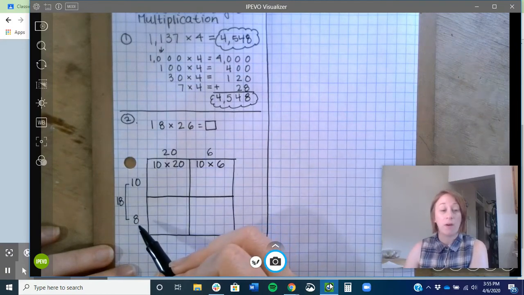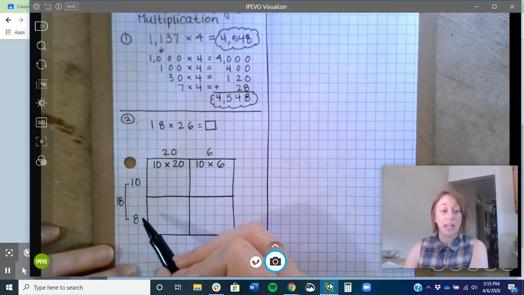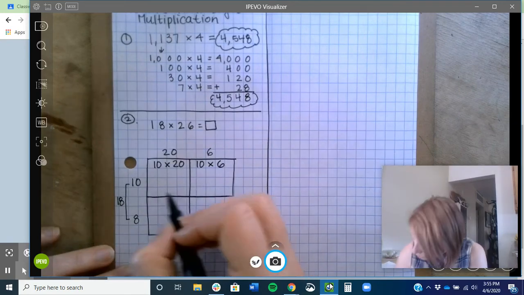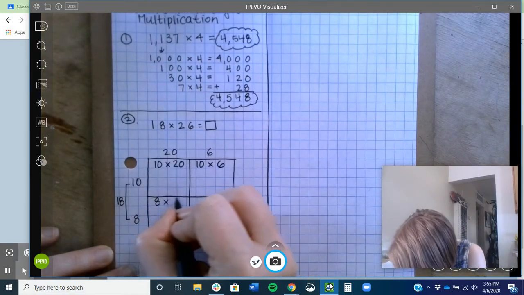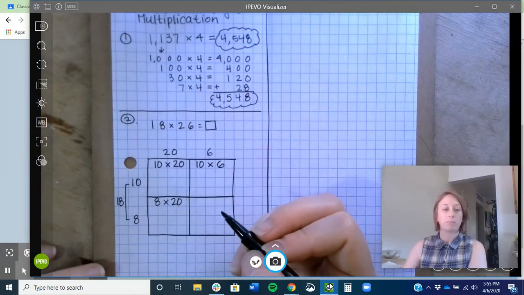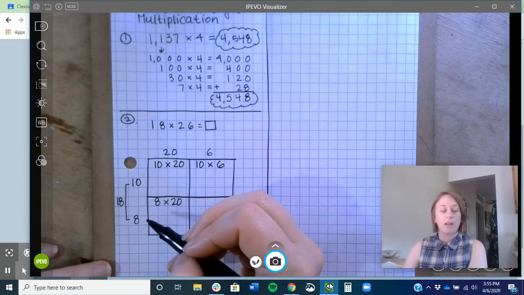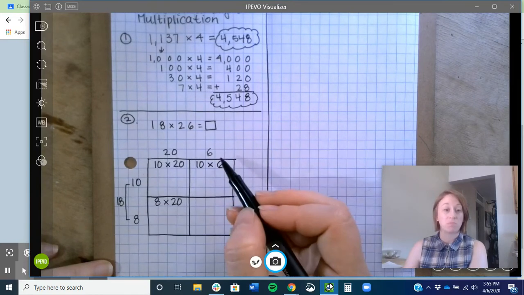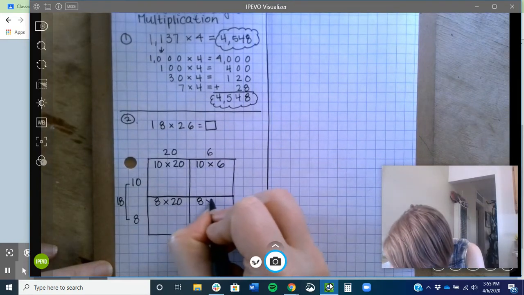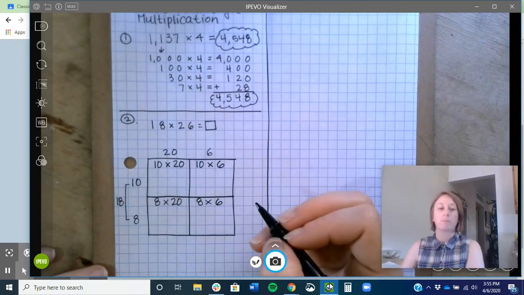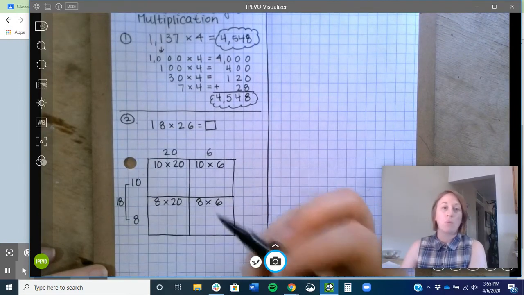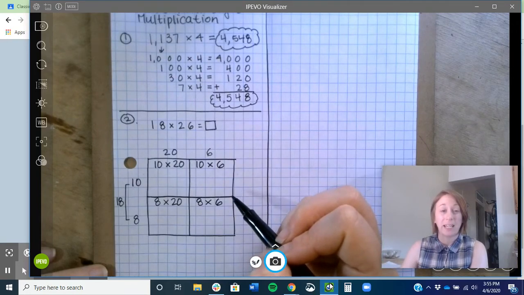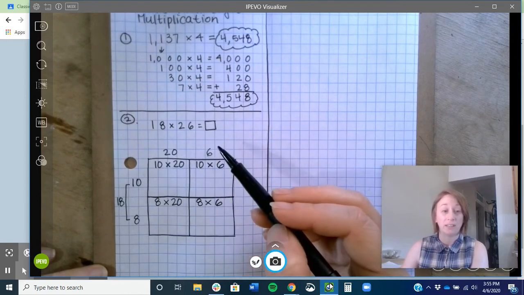At the bottom, we now have 8 rows. The 8 rows are still in the 20 columns. So the third number sentence is 8 times 20. The last number sentence is going to be our ones. 8 ones, 6 ones. 8 rows, 6 columns. So the last number sentence is 8 times 6. One really great way about using your array is that it allows you to remember to multiply the tens with the ones.